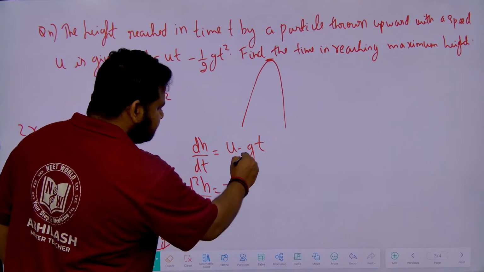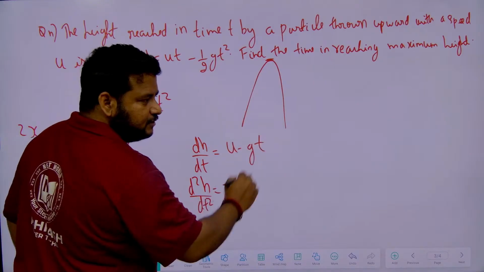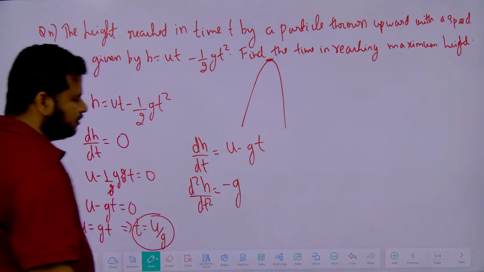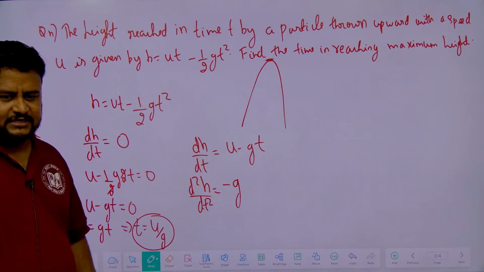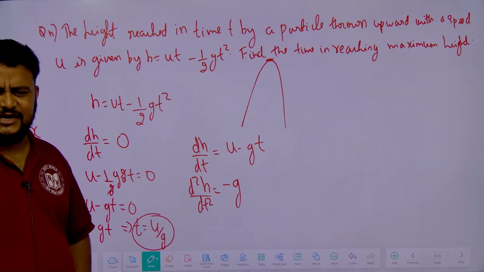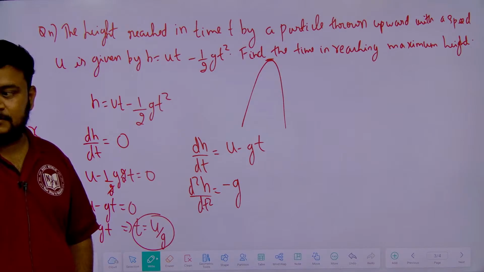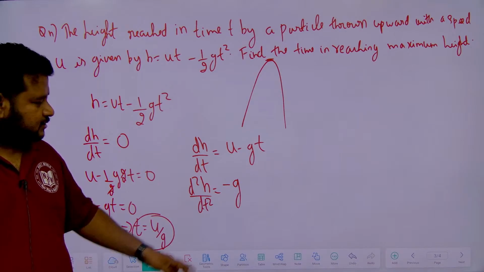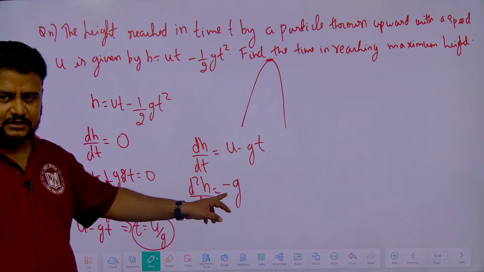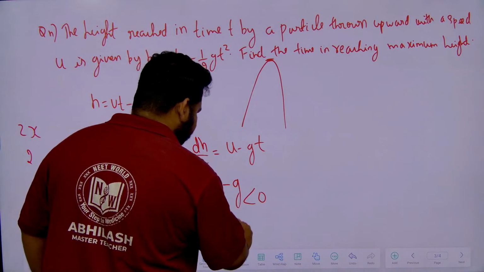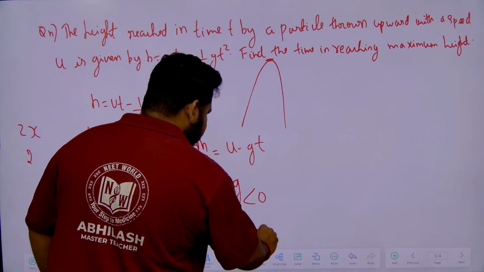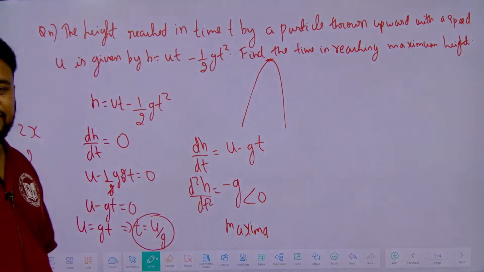So minus g into t. The derivative of t is 1, so I will get minus g. d square h by dt square is minus g, which is minus 9.8. Minus 9.8 is less than 0. This is having maxima. But what is that maximum value we have to find out?